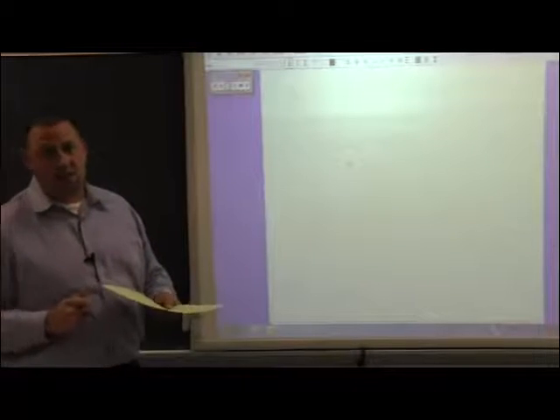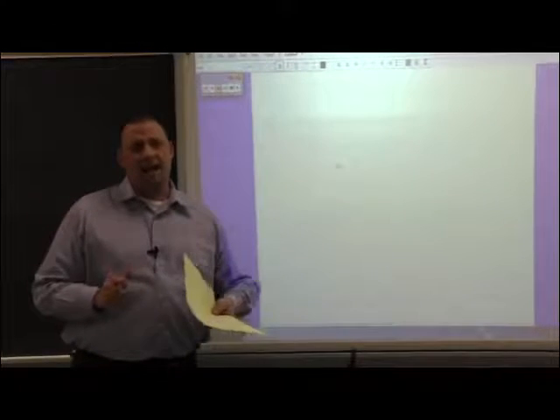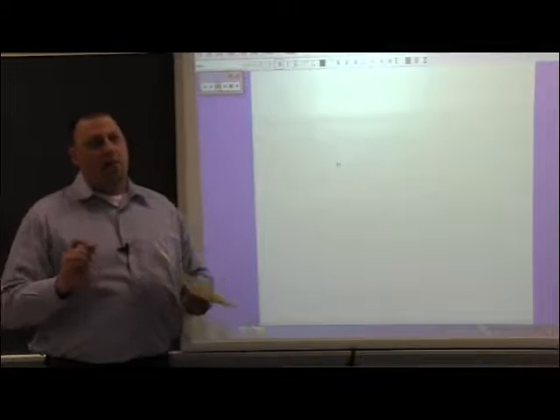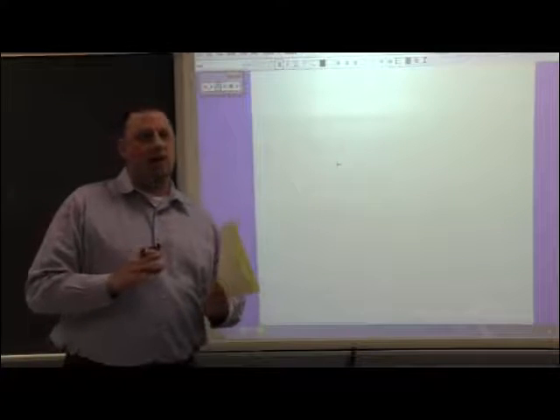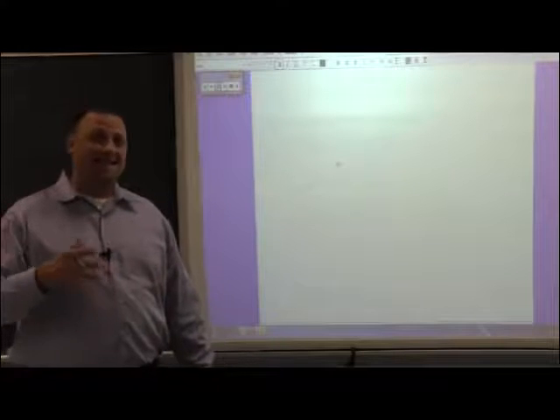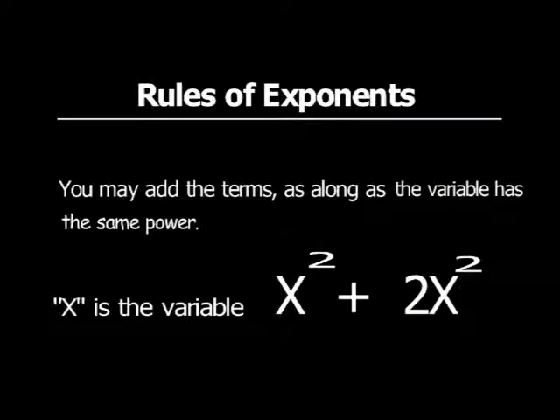Let's talk about rules of exponents. First thing I want to talk about is adding terms. Don't forget, terms are separated by pluses and minuses. But I'm talking about terms like if you had x squared plus 2x squared. So the variable has the same power, and that has to be true to be able to add terms like that. You have to have the same power of the variable. The only thing you got to do now is just basically add the numbers in front of the variables. An example, if you had 3x squared plus 2x squared.